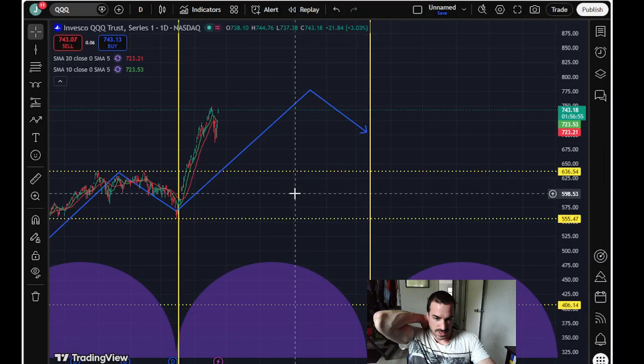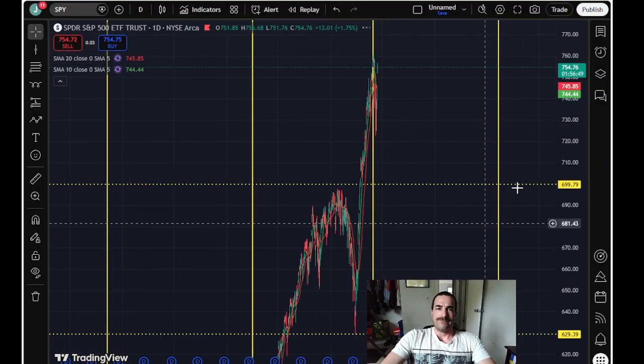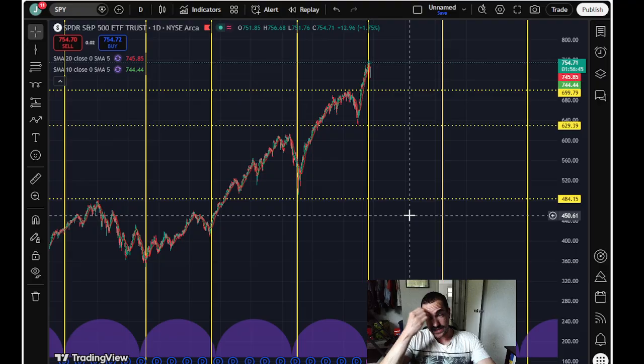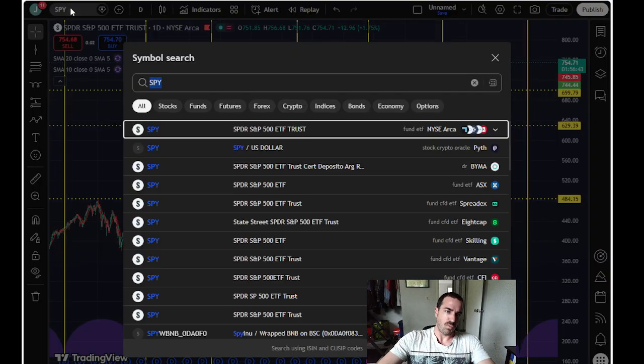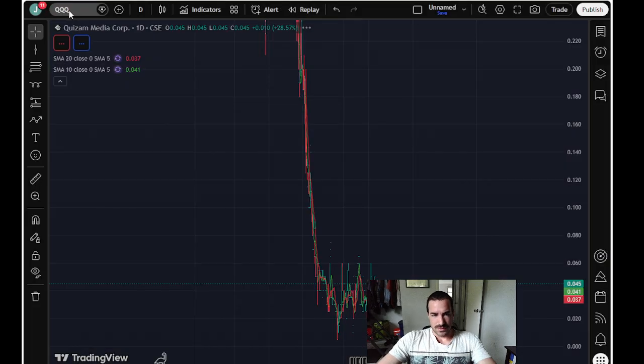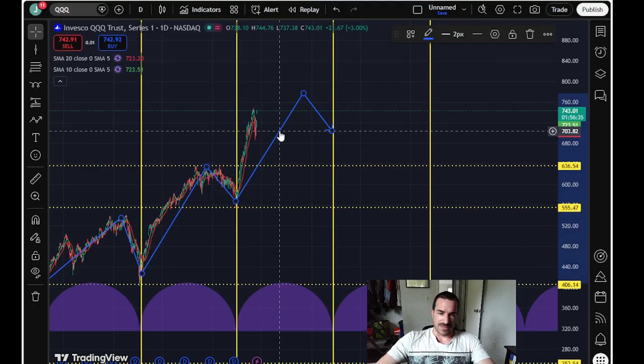So essentially, this is kind of different than what SPY is showing. The semicircles are a tad different than what SPY is showing. So you've got to be biased long. You've got to be biased long until proven otherwise.